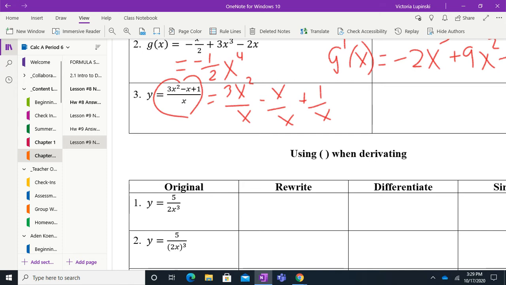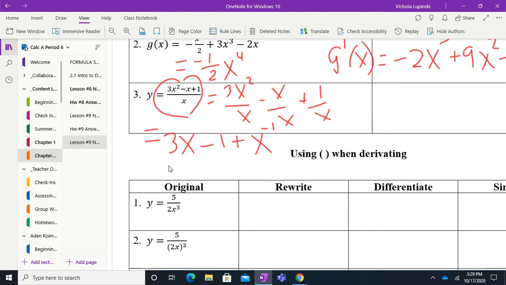Then again, we're still not ready to take the derivative. We have more simplifying to do. So that's why I've stayed over here in the left-hand box. So 3x squared over x simplifies to be 3x. X over x simplifies to be negative 1. And then plus 1 over x, you're going to rewrite as x to the negative 1/2 power.